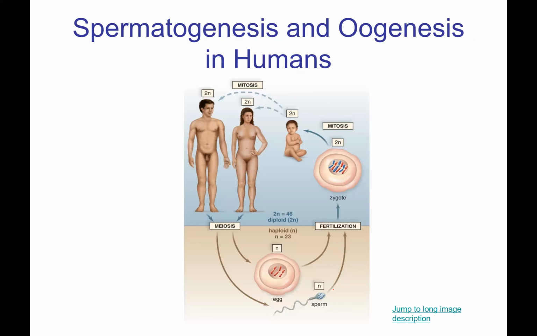Okay, so right here we have the mom, 2N, and dad, 2N. They go through meiosis. Oogenesis creates an egg that's haploid. Spermatogenesis creates a sperm that's haploid. At fertilization, you get a 2N zygote, which becomes a baby. Okay, and then through mitosis, they are going to grow into adult human beings. So that is the end of chapter 5.